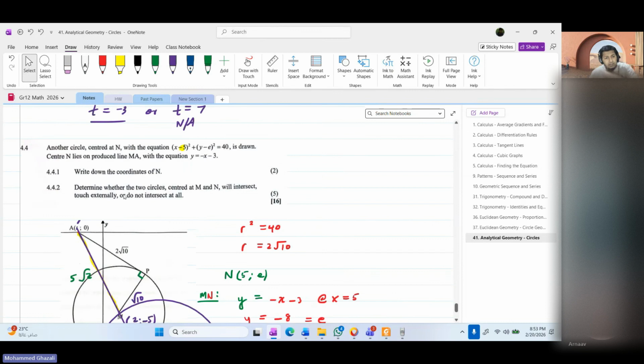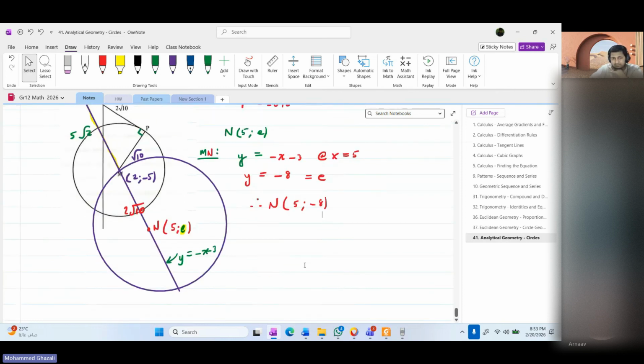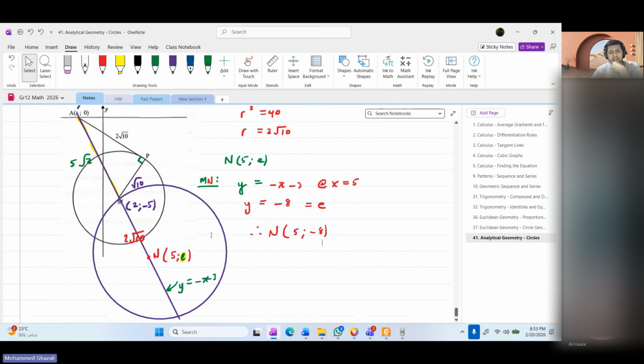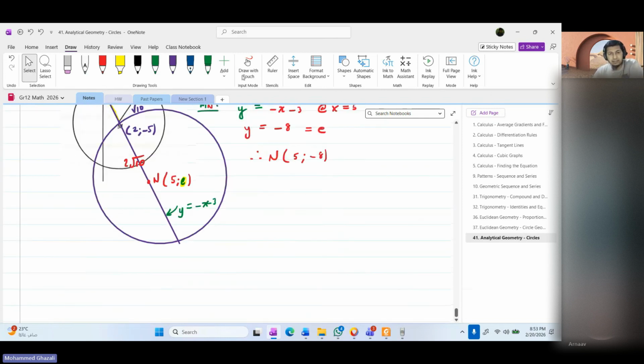Good. Determine whether the two circles centered at M and N will intersect, touch externally, or do not intersect at all. Now, how do we check that? What's the center of M? I just drew the circle like this, all right? It doesn't mean that it's going to intersect, all right?